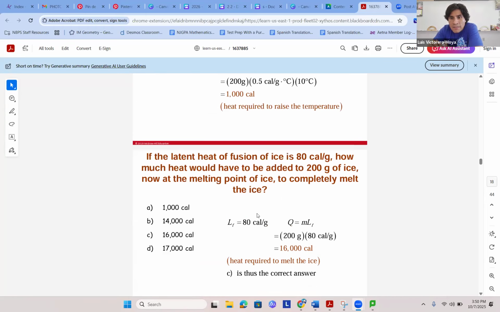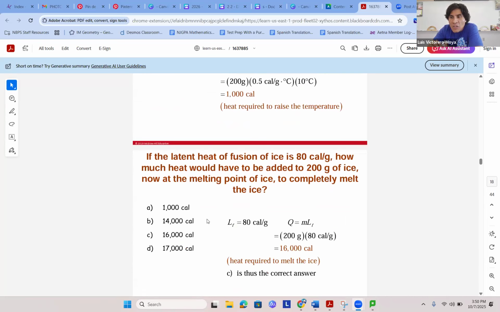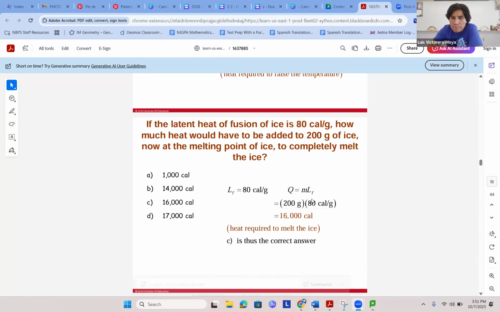Now, if you are doing latent heat of fusion, that is when you want to melt the ice. So the mass, remember conservation of mass, all the ice has been raised from -10 to 0 degrees Celsius. And now you're going to melt the ice. To melt the ice, you're going to multiply the mass times the latent heat of fusion. Okay? Which is 200 times 80, 16,000 calories. Nothing difficult, right?